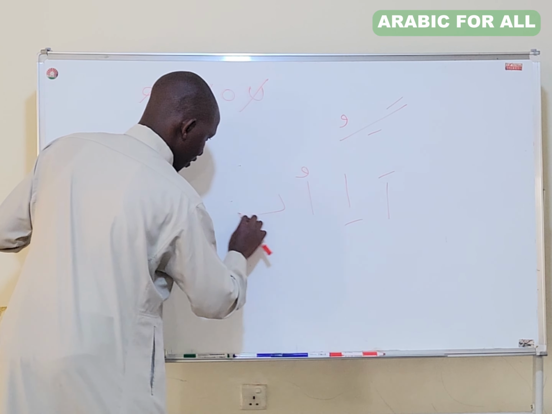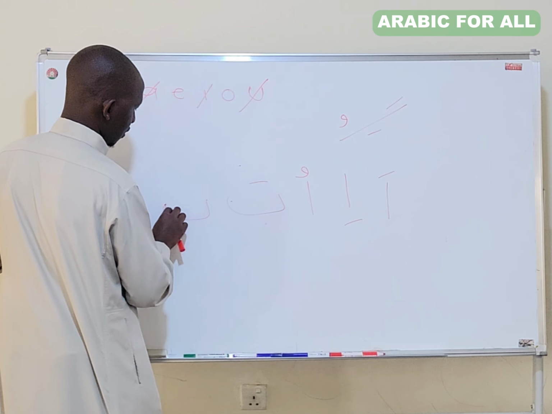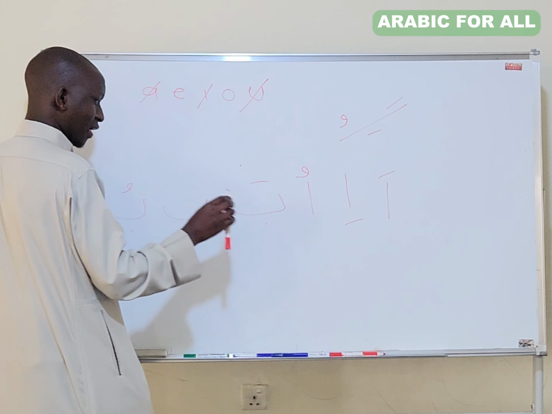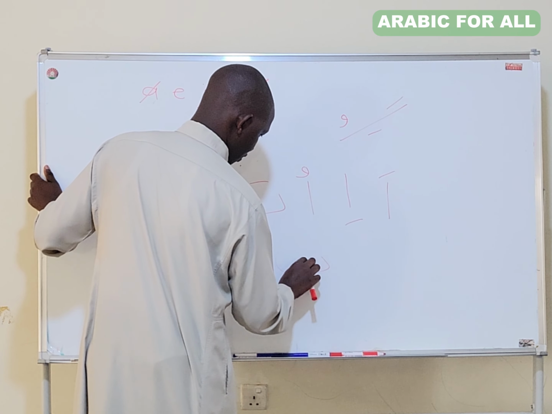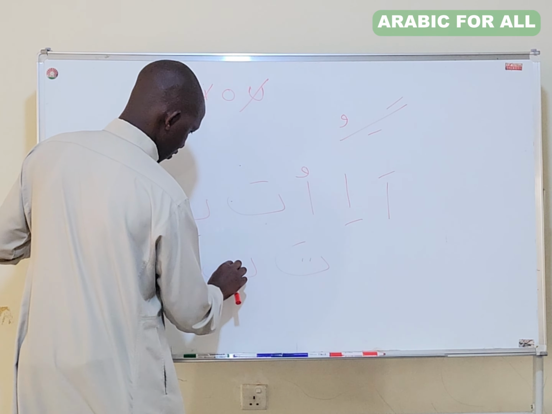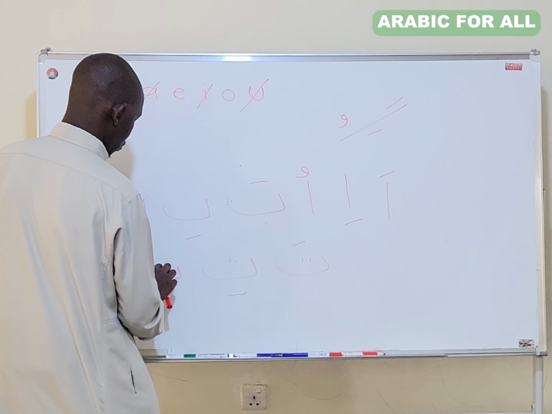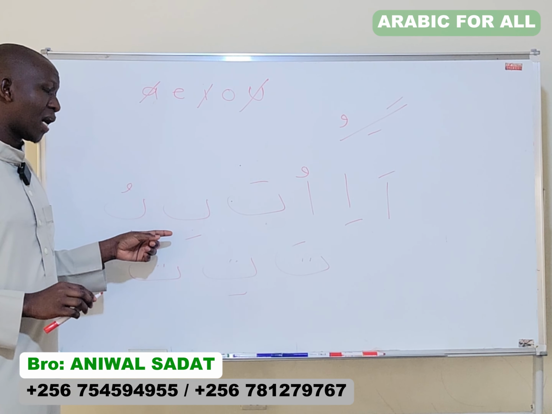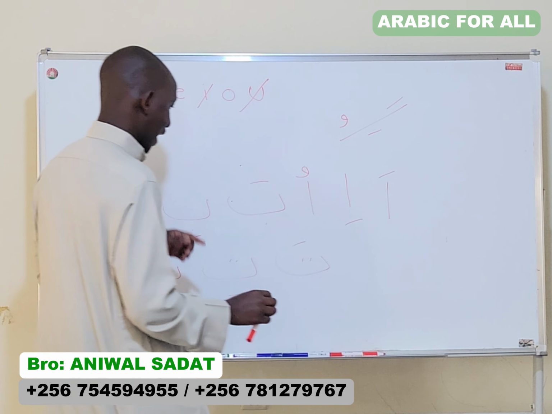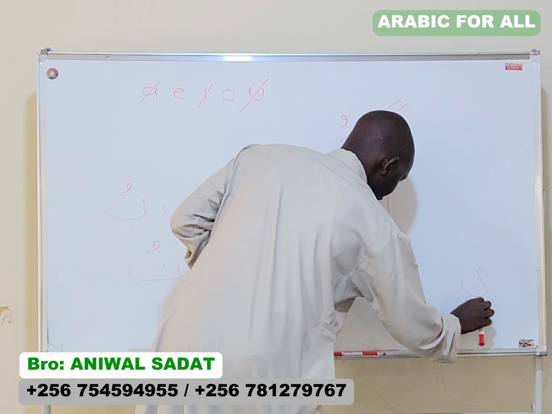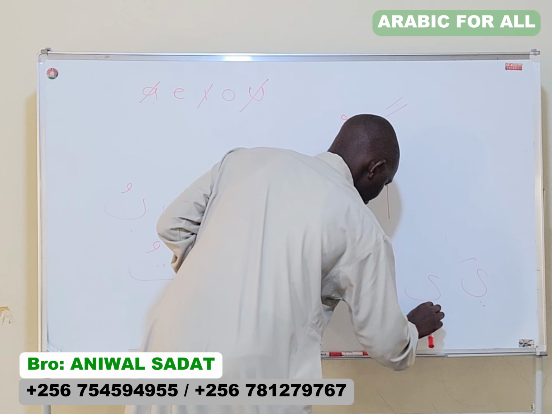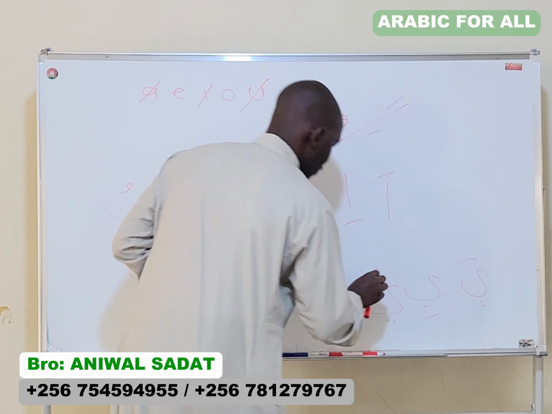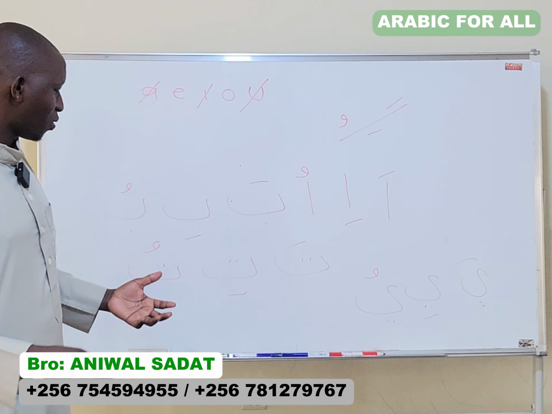An example again, we can say ba, bi, and then bu. Like that, you can say ta, ti, and then tu. These are the sounds of the letters up to ya. You can say ya, yi, then yu. As simple as that.